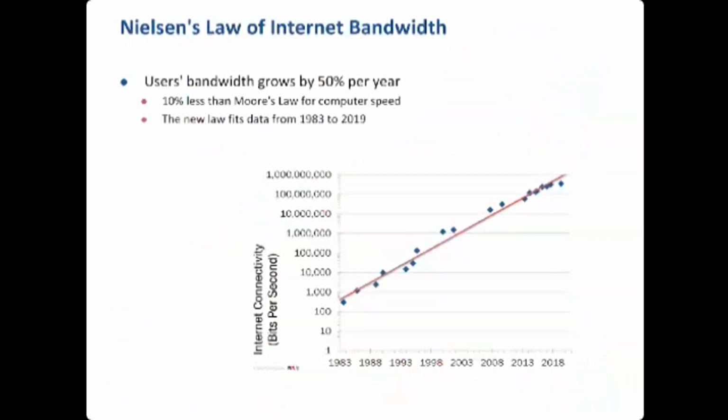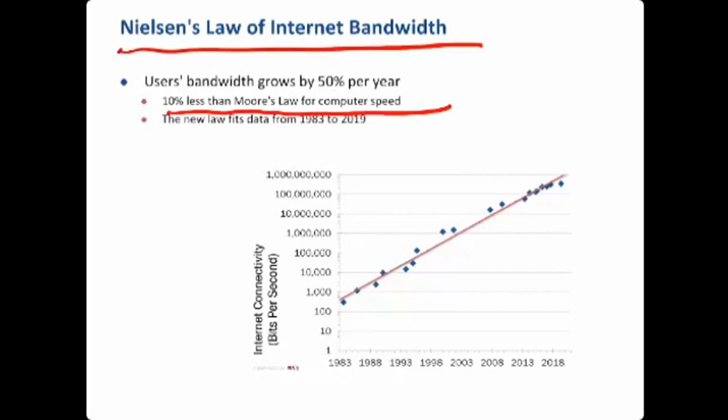The second important law we studied was Nielsen's law of internet bandwidth. You yourself would have felt that every year the bandwidth cost at your home reduces, right? A 40 Mbps connection is available for less than 400 rupees. A 100 Mbps connection is available for 700-800 rupees. Very, very cheap. That was unthinkable just 20 years back. So it's almost matching Moore's law, around 10% plus or minus, I think minus, than Moore's law in computer speed.